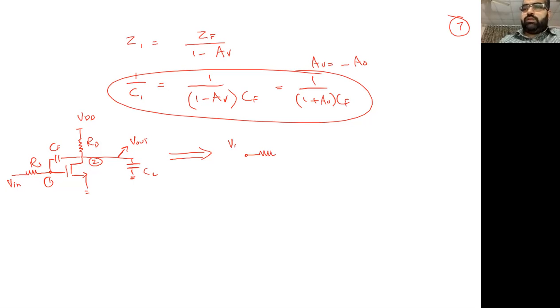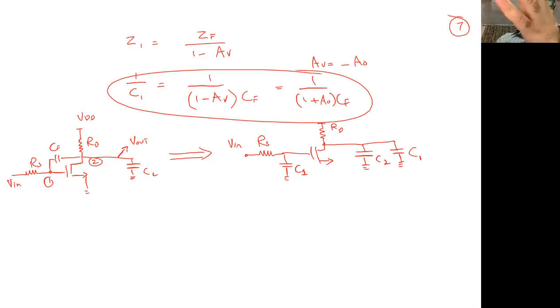V in, RS, and I'm writing this as C1. So this capacitance, I open the Miller theorem. Now CF is not there anymore. I have here RD. I have here C2 in parallel with CL. So these two are not distinct. Now CL plus C2 will become one node capacitance. So this is node one and this is node two.